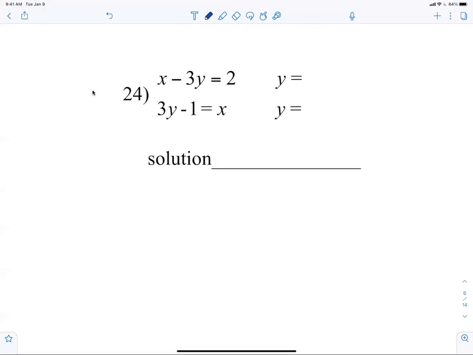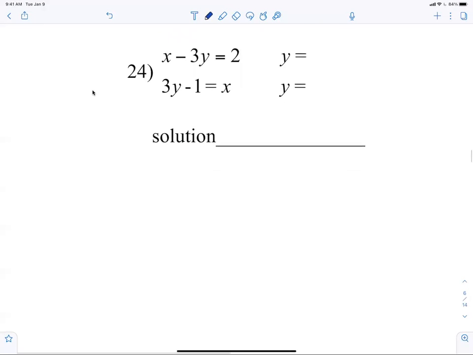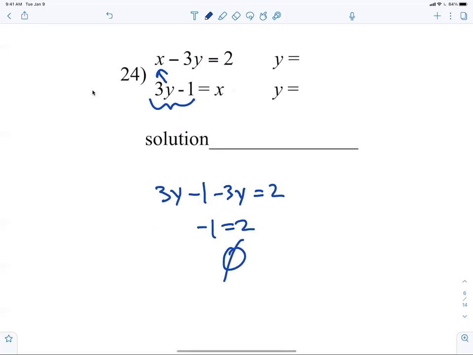All right, now does everybody agree this is a substitution problem, right? So we can do the work on this. X equals 3y minus 1, right? So I'm going to put 3y minus 1 there. 3y minus 1 minus 3y equals 2. -1 equals 2. So right off the bat, I know they're parallel. Do we agree? So we would say no solution. Is everybody agreeing? Yes. Everybody's good. All right, speak up if you don't know something.